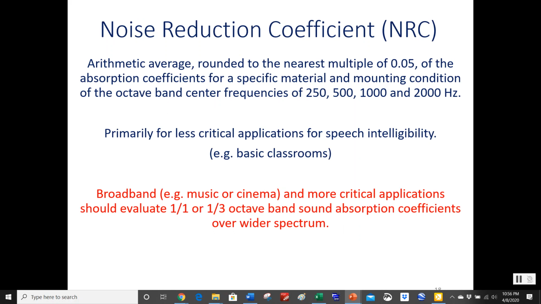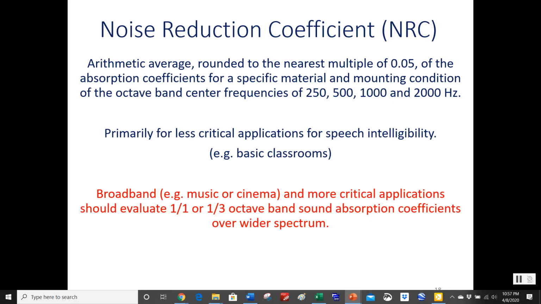I wanted to define this noise reduction coefficient and then talk about its application. It's a pretty simple thing. It's just the arithmetic average, rounded to the nearest multiple of 0.05, of the absorption coefficients for a specific material and mounting condition at the octave band center frequencies of 250 hertz, 500 hertz, 1 kilohertz, and 2 kilohertz. So just a simple average of the absorption coefficients in these 4 octave bands. I should have said that instead of trying to read through all this. It always is going to be in multiples of 0.05.